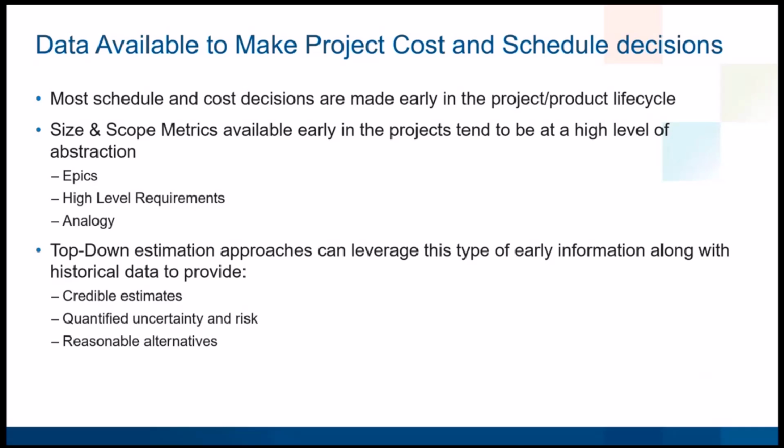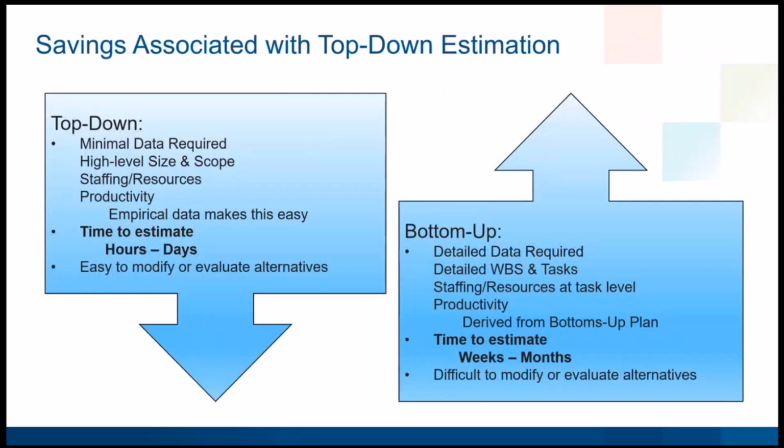Top-down estimation embraces uncertainty and allows us to quantify probability and risk associated with stakeholder targets for cost and schedule. Moreover, it quickly allows us to generate alternatives that may satisfy stakeholder objectives. There's also an economic value of top-down estimation. Because it relies on high-level information on scope, expected staffing levels, and productivity, it can cut estimation time to hours or days. This time and cost savings is amplified if we have a modest amount of historic data. Alternatives are easy to generate and bound most stakeholder objectives.